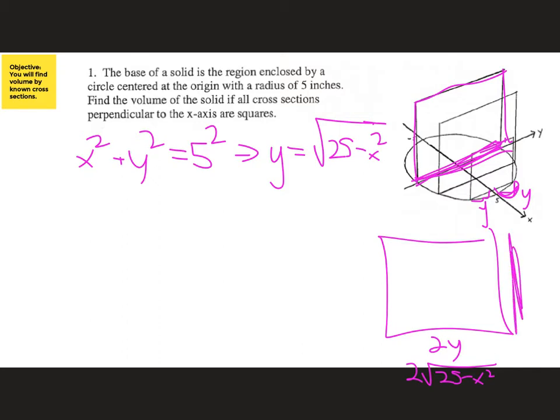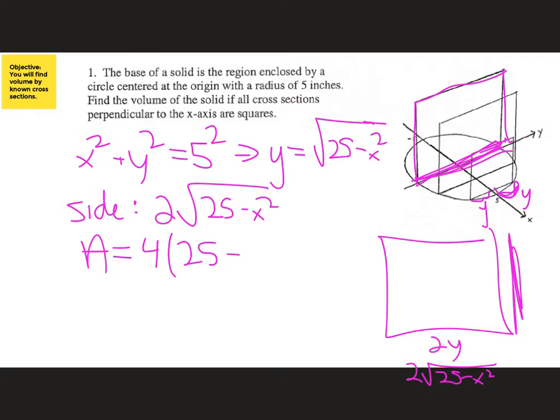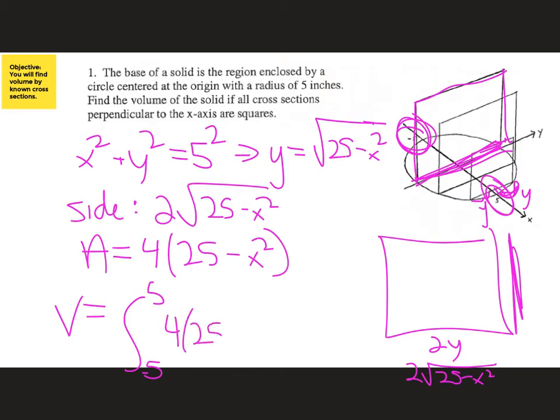Well, that's this distance also. So that means that the side length, this is set up the same idea except instead of radius I write side, is 2 square root of 25 minus x squared. The area is that squared, so 4 times 25 minus x squared. And then the volume is going to be, I got to add them all up. And they go from negative 5 to positive 5, 4 times 25 minus x squared dx.